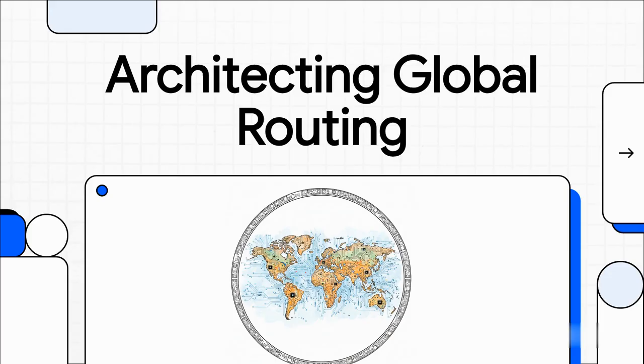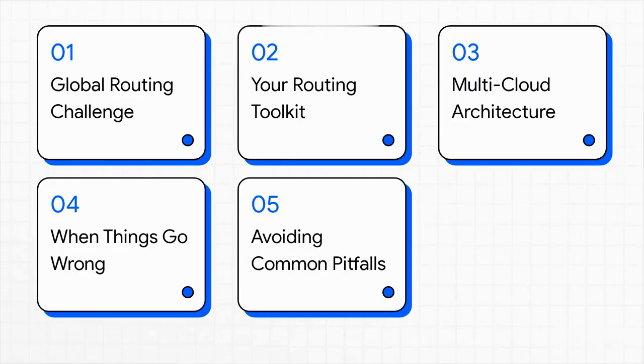Today, we're going to architect a routing strategy that's not just fast, but resilient enough to handle the chaos of the real world. So here's the game plan. First, we'll dig into the core problem we're all trying to solve. Then, we'll pop open the routing toolkit and look at the main tools we have to work with. After that, we'll get our hands dirty and actually build a practical multi-cloud architecture. And, things always go wrong, so we'll plan for that. Finally, we'll wrap up with some common mistakes you definitely want to avoid.